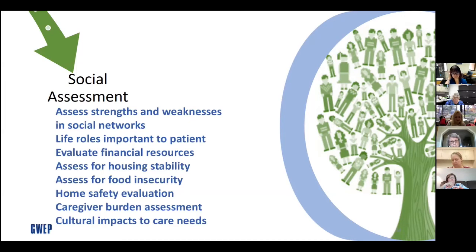Housing stability, not only from the financial standpoint, but again, in Nancy's case, as we've talked about, the ability, because of the medical and the vision concerns, to continue to live independently. Assessing for food insecurity. So asking that question: in the last 30 days, have you had difficulty getting food? Or have you ever gone without food?